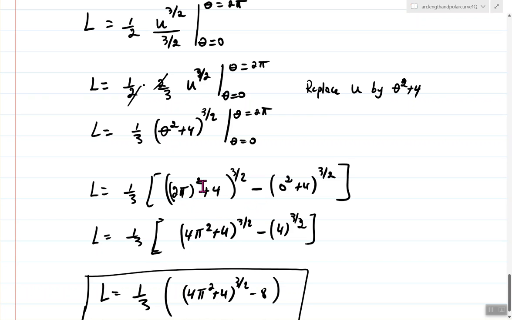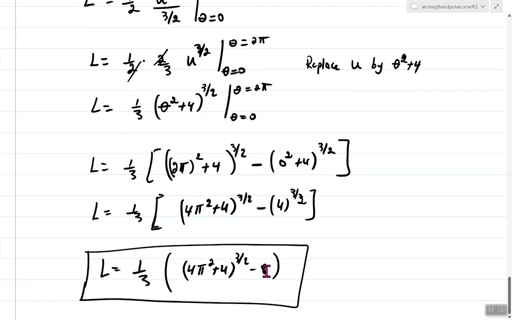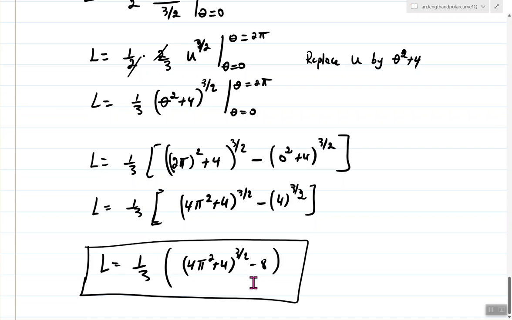So 2 pi squared is 4 pi squared, plus 4, all raised to 3 over 2, minus 0 plus 4, which is 4 raised to 3 halves. 4 raised to 3 halves is 8. So you get the arc length is 1/3 times quantity 4 pi squared plus 4 all raised to 3 halves minus 8. So that's the arc length.